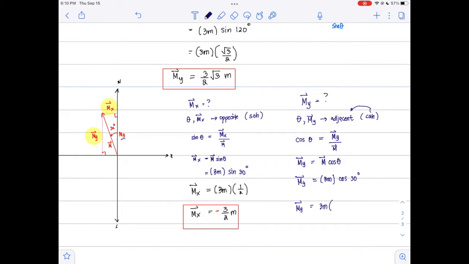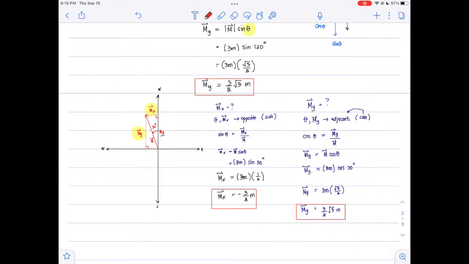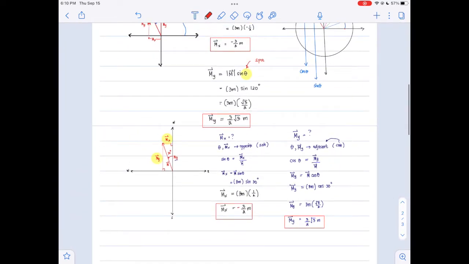The cosine of 30 should be square root of 3 over 2. And you are getting that m sub y is equal to 3 over 2 square root of 3 meters. So, that is your m sub y. Okay, m sub y. So, for m sub y, if you notice, it is the same as what we got. It is the same result that you get.